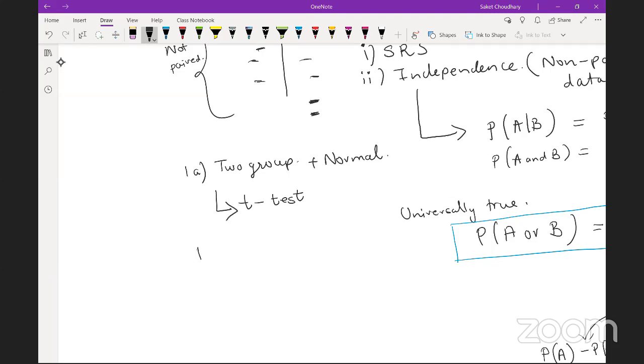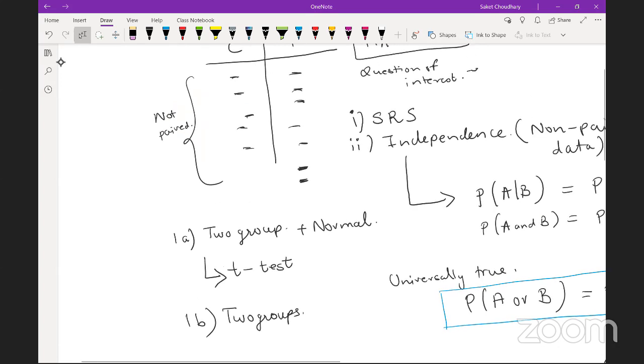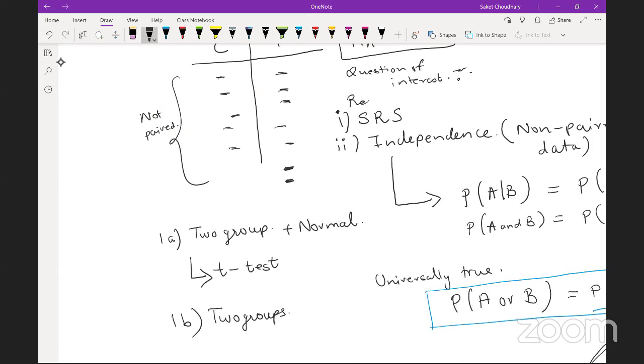There was also one more sample where you similarly had two groups which satisfied these two criteria. So this is the requirement.